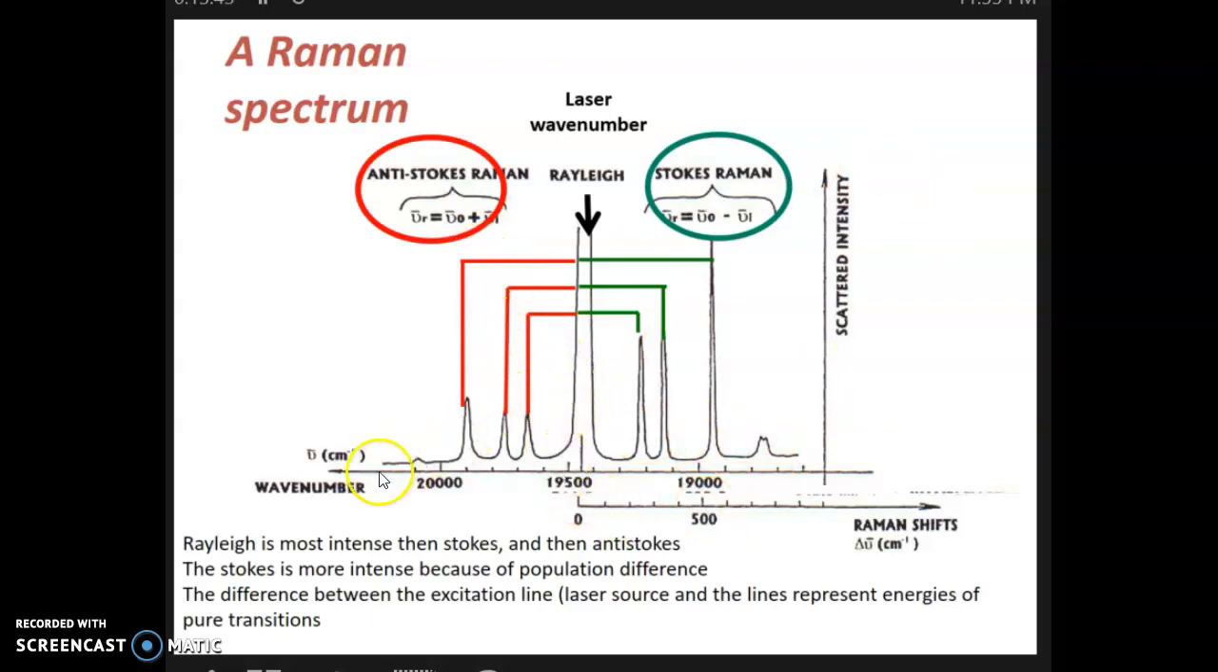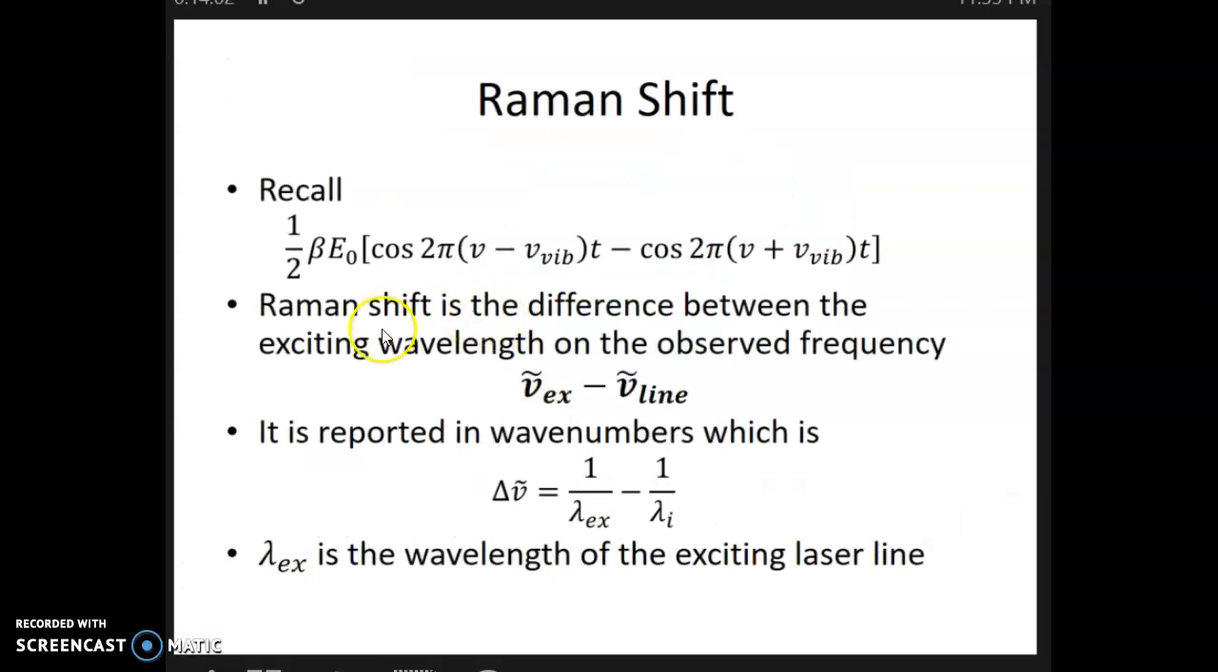So what is measured in Raman spectroscopy is the difference between the laser frequency and the observed frequency, the observed shift, which we call the Raman shift. So the Raman shift is the difference between the excitation laser line and the observed frequency. Remember that the frequency component is v minus v vib or v plus v vib. It's usually reported in wave numbers.